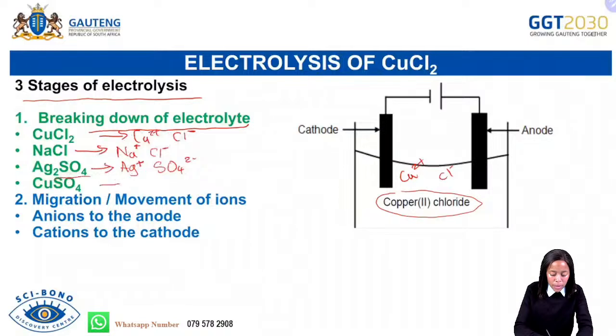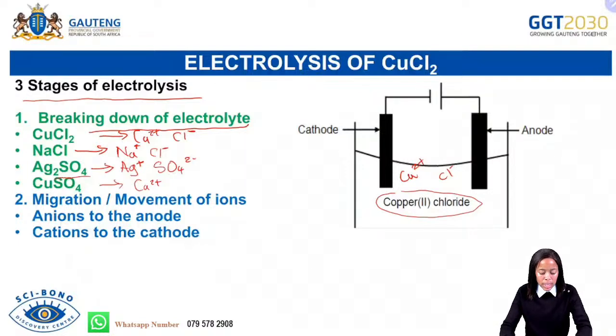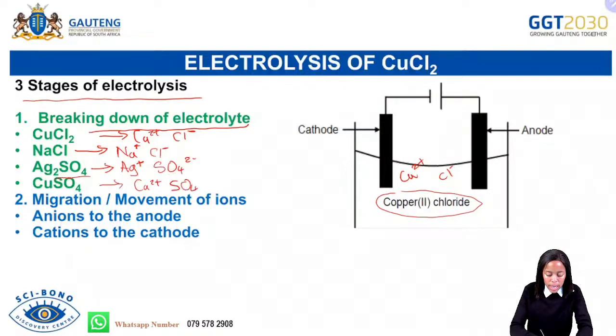Then if we have copper sulfate, copper is a transition metal, so the charge that we have for copper is 2+, and the charge for the sulfate will be SO4 2-. So step number 1, we are saying that we need to break down the electrolyte.